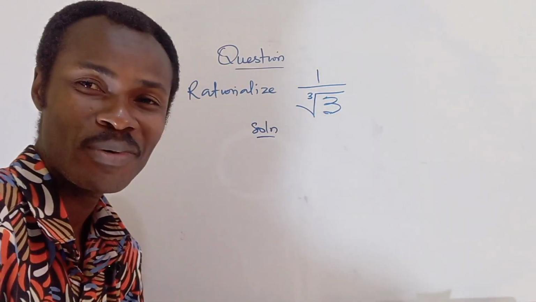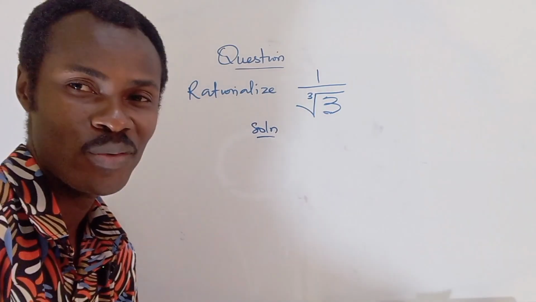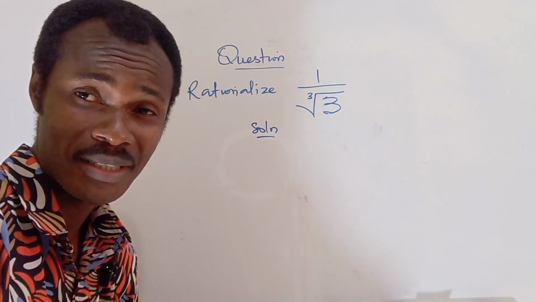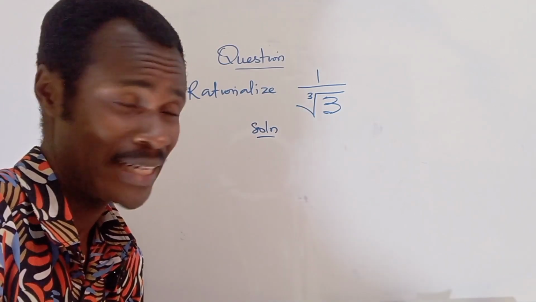So we have a question on the board that says we should rationalize 1 over the cube root of 3. Okay, it's actually a simple one, but if you're not experienced, it can take you off balance.